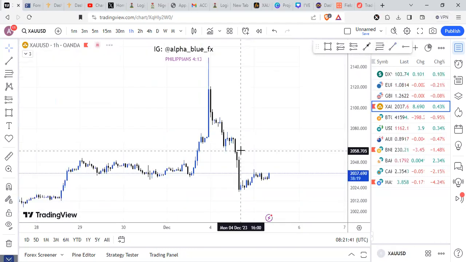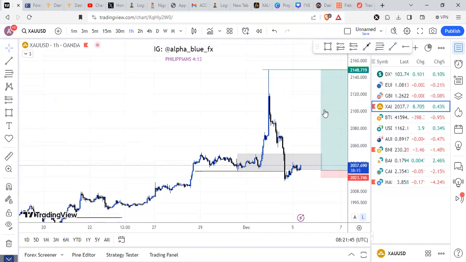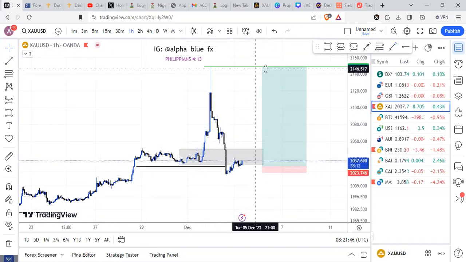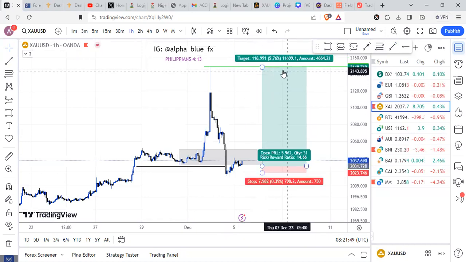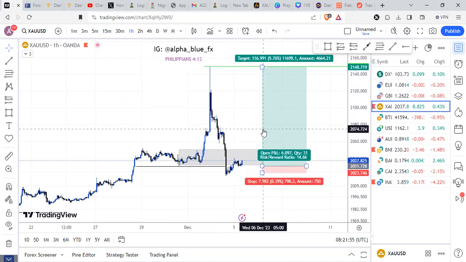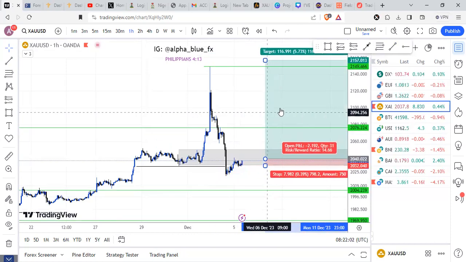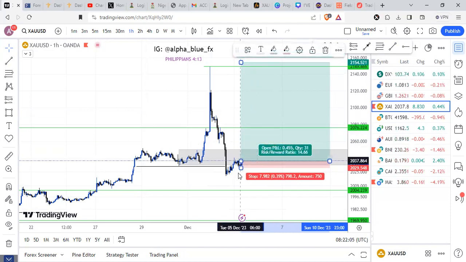Then lastly, let me show you what gold is doing. Someone believes that gold can come all the way back to this high. So let's just see what it does. I'm waiting. I may enter gold at this point right here.